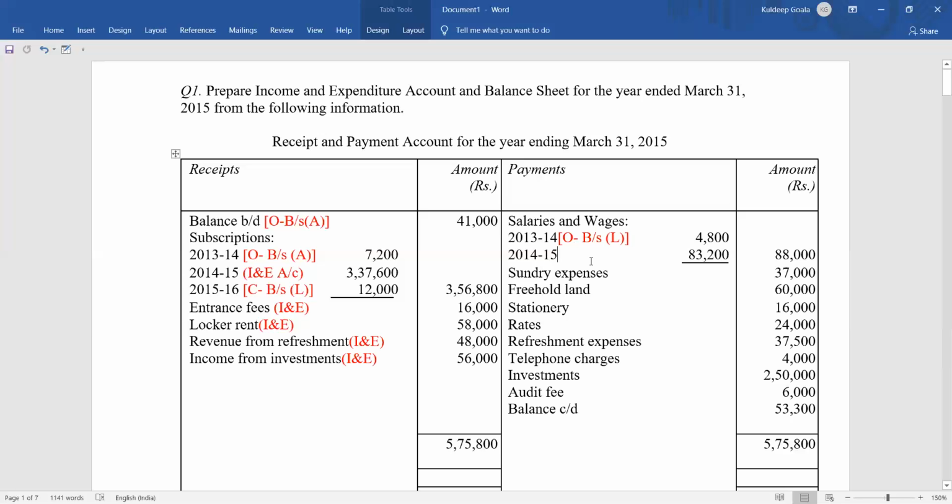Then 2014-15 will come in the income and expenditure account debit side, because it is expenditure. Now coming to the next one, sundry expenses. It will also come in the income and expenditure account debit side, because it is also an expenditure.